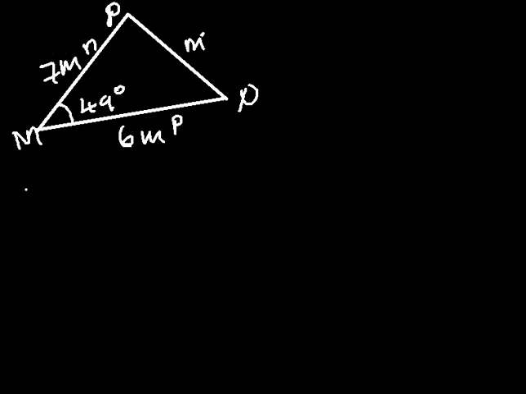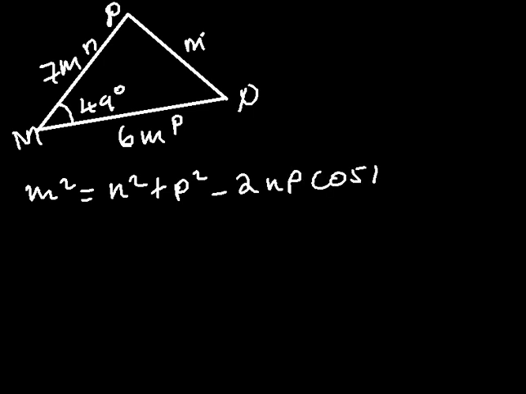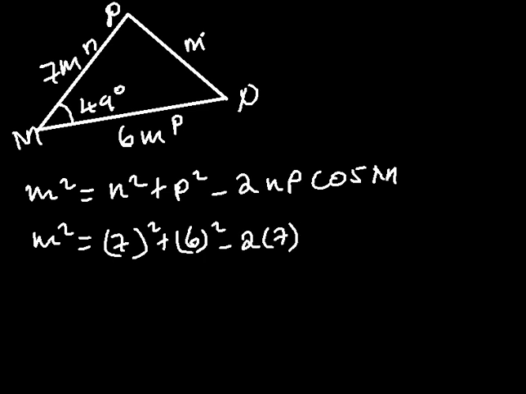So in that case, we'll have m squared equal to n squared plus p squared, minus 2np times the cosine of angle m. So m squared is equal to, what is the value of n? We have it as 7, so 7 to the power 2, plus p, which is 6 to the power 2, minus 2 times 7 times 6 times the cosine of angle 49.